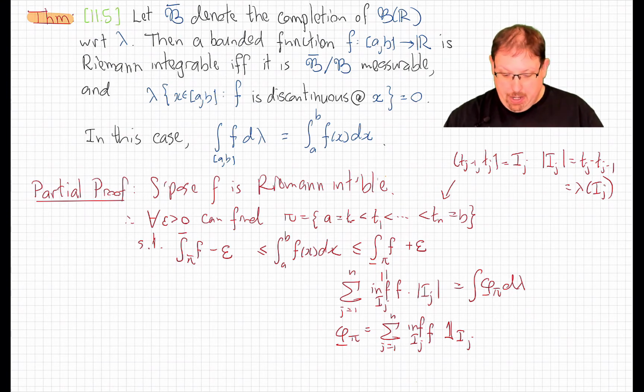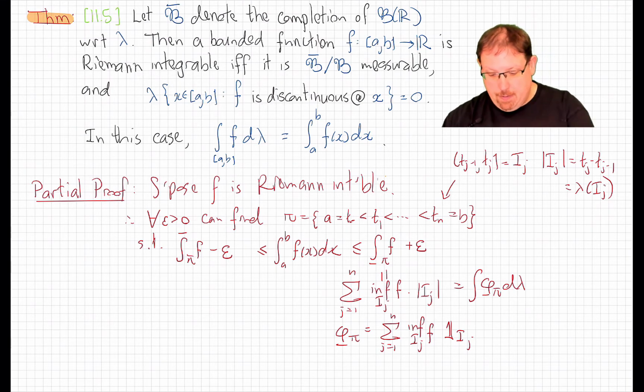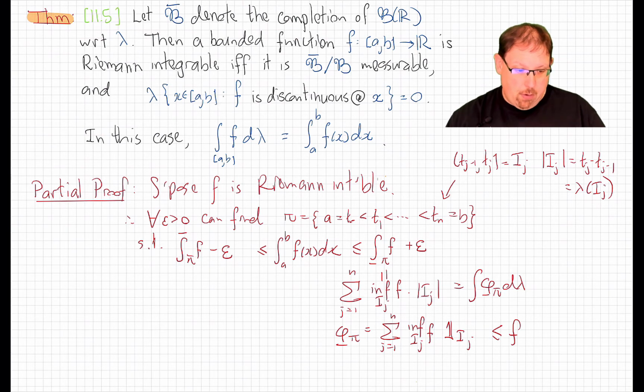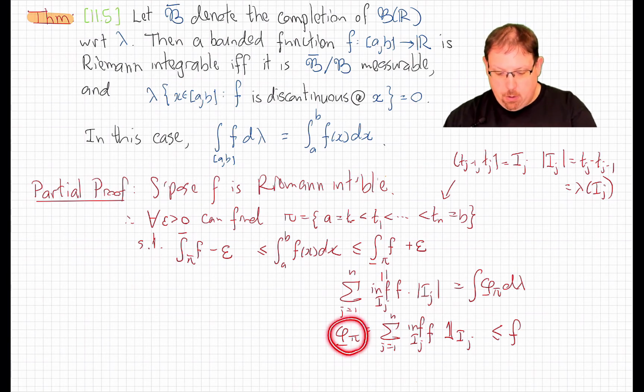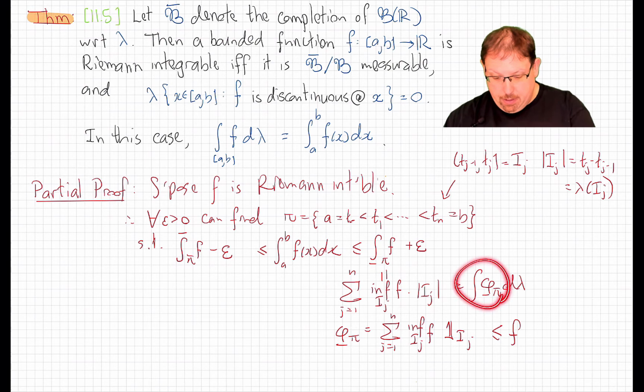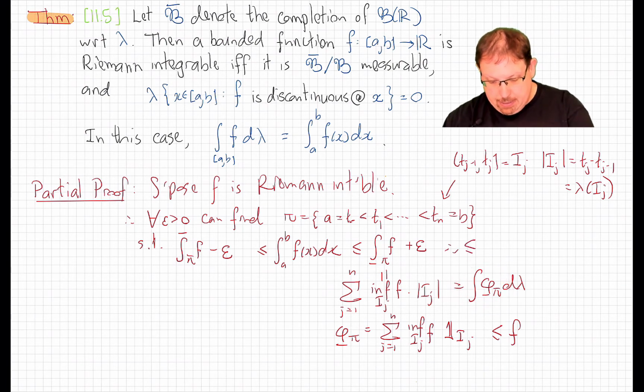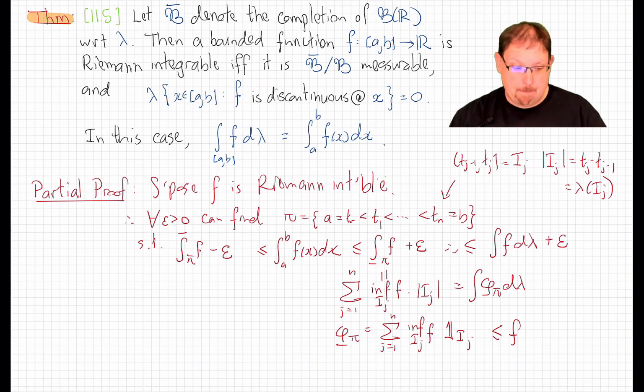And so, by noting now that this phi lower pi is defined to be the infimum of the function on some intervals, that means that it's less than or equal to the function everywhere. So that phi lower pi is a lower bounding, simple, measurable function. Those intervals are Borel measurable. And so by the order property for Lebesgue integrals, this thing here, which is now a Lebesgue integral of phi lower pi, is less than or equal to the Lebesgue integral of f plus epsilon.